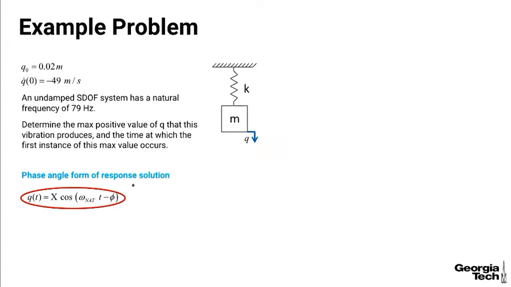So I've got omega natural equals the 79 hertz, which is cycles per second. I'm going to multiply that by 2 pi radians per cycle. And that gives me a natural frequency of 496.4 radians per second.